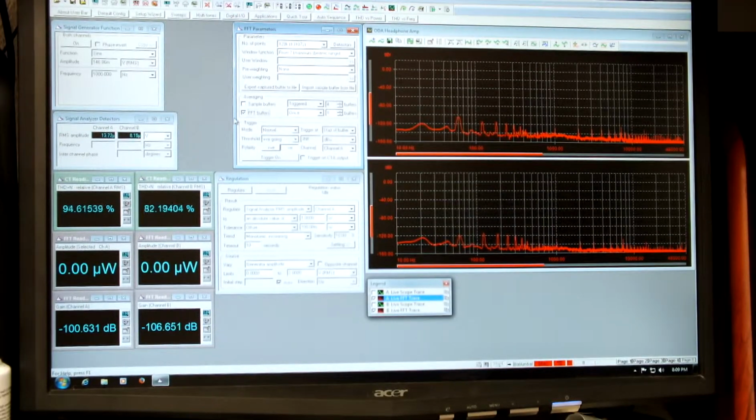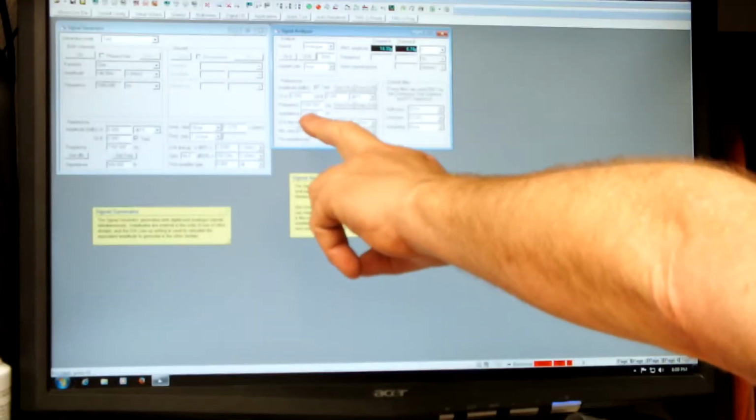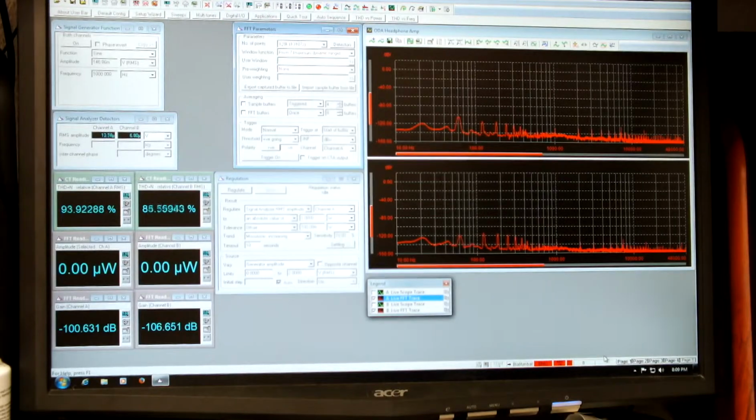So let's take the averaging off, and if we look here, see right here that I have my impedance set at 15 ohms. What this does is it tells the analyzer software how to calculate the output power based on the voltage, which of course is what it's actually measuring, is the voltage coming out of the amplifier.